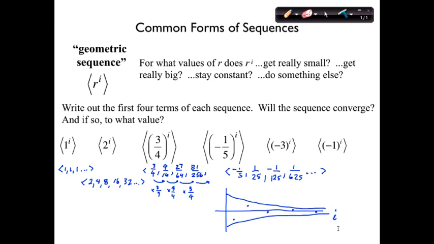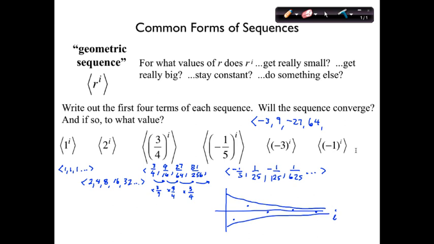Okay, what about negative 3 to the i? Diverges. Negative 3, 9, negative 27, 81. And so what would that graph look like? Yeah, this is going to diverge, and it's going to diverge badly. It even diverges in two directions, right? It diverges to positive infinity and negative infinity at the same time, alternating. So this is as bad as it gets for divergence, right?